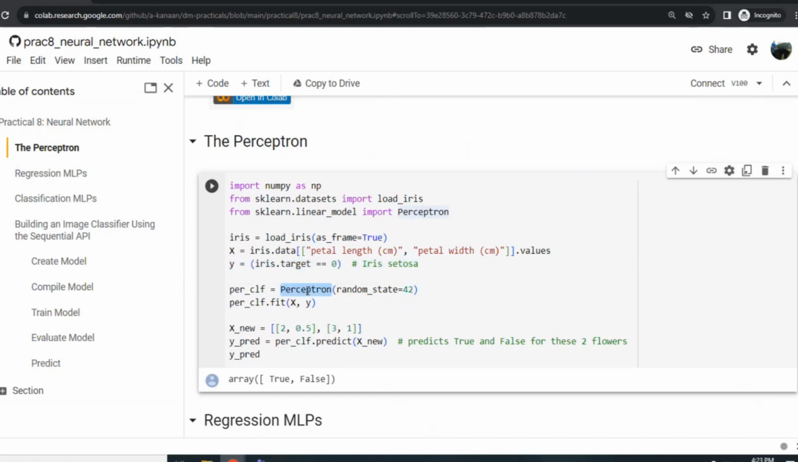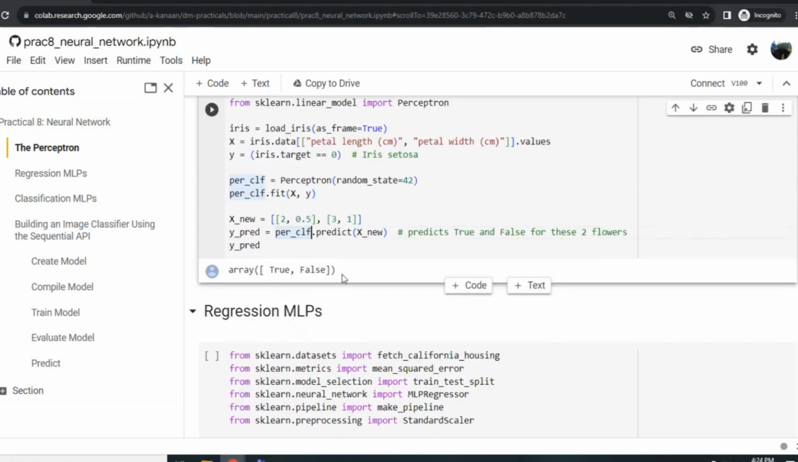Now we create an object from Perceptron, and then we fit our dataset. By the way, neural network is supervised learning. You see, we have to provide X and Y. After we fit, we can predict. So we provide information for 2 flowers: the first flower's petal length and petal width, and the second one. Then we predict, and the output is going to be true and false. True indicates the first flower is setosa. The second flower is not setosa. Binary classification.